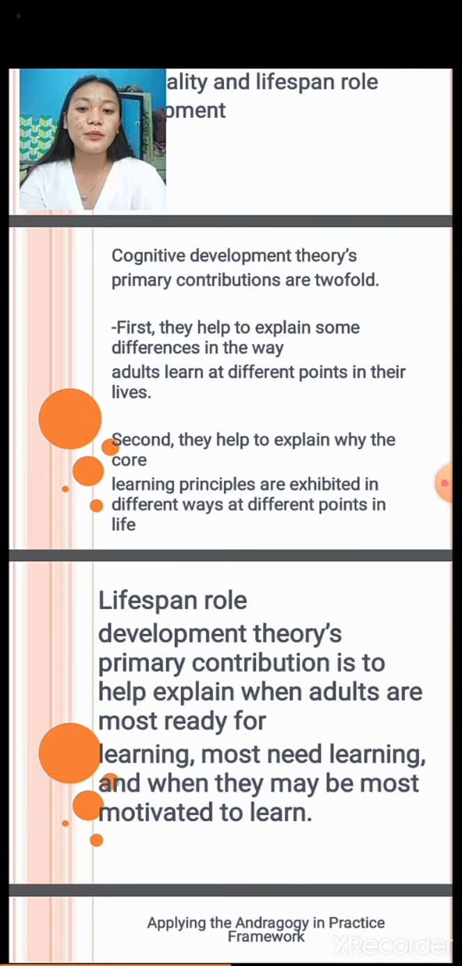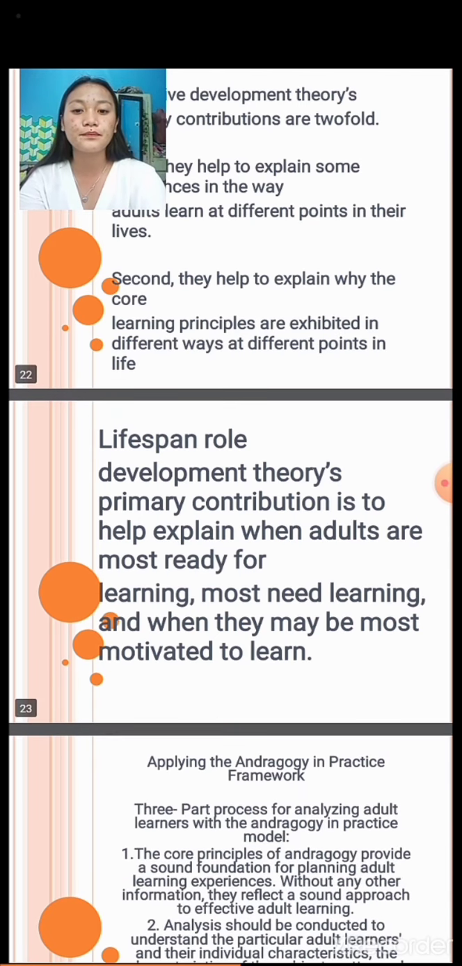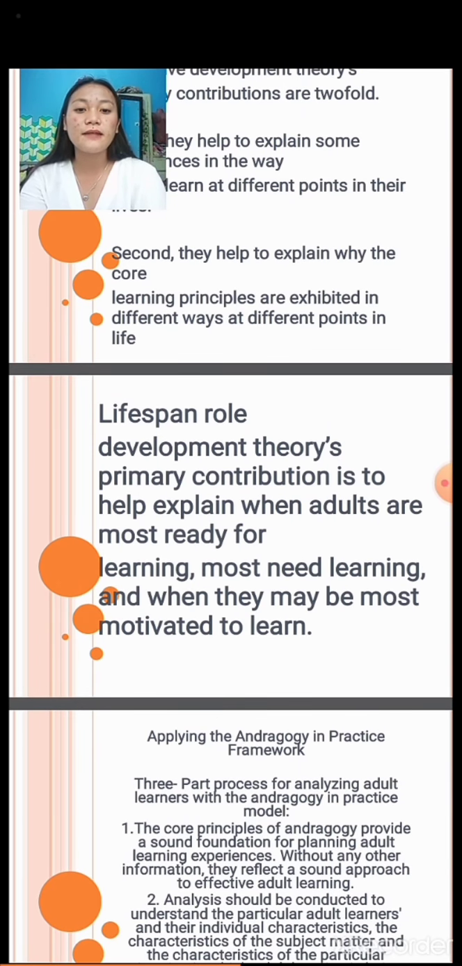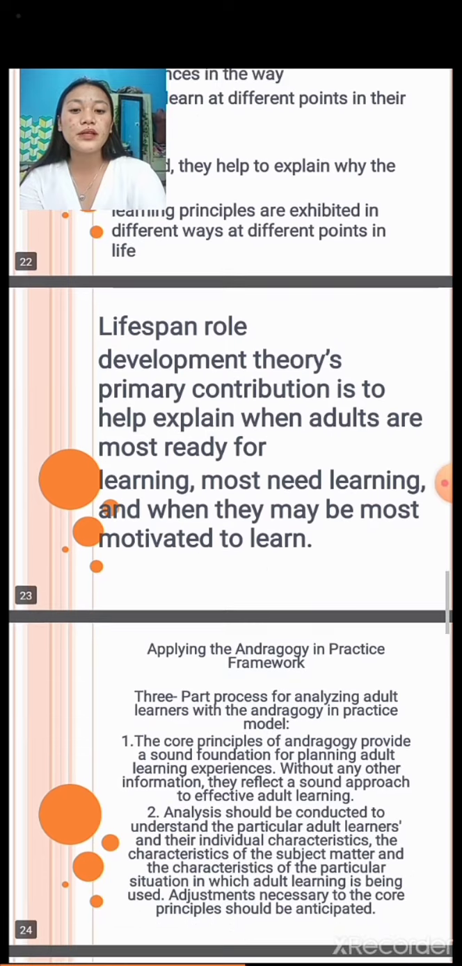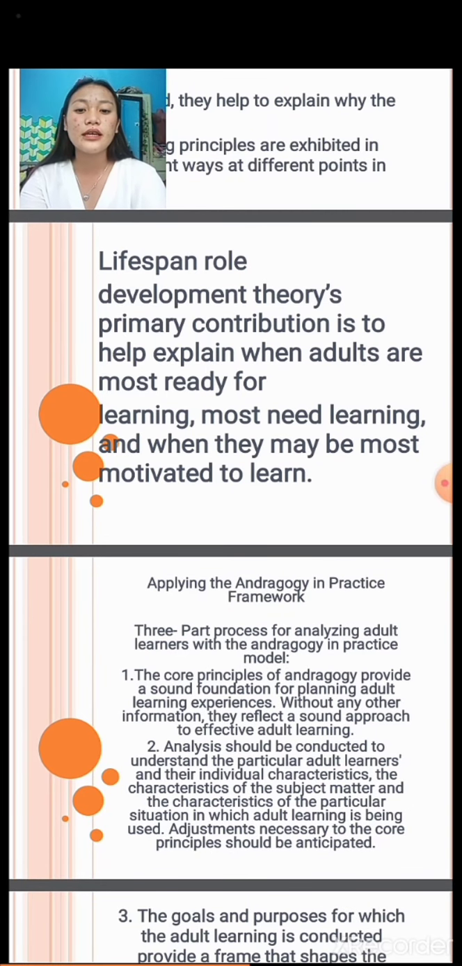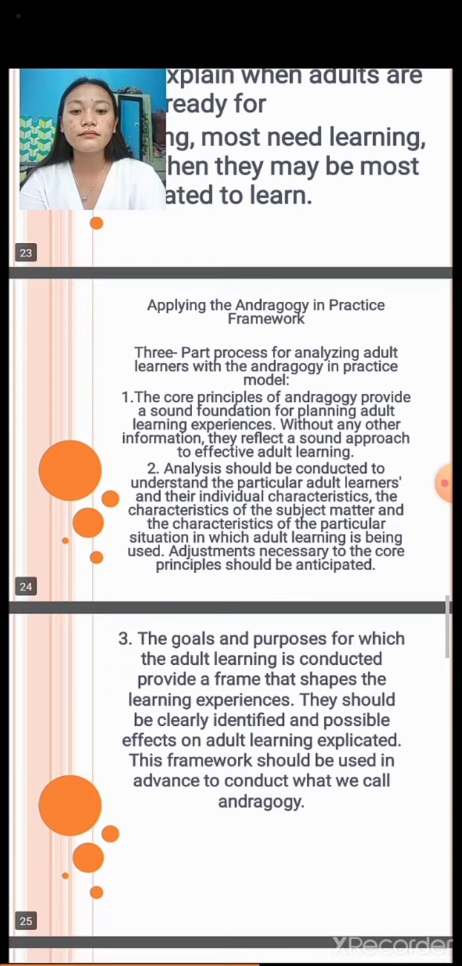Cognitive development theories' primary contribution is twofold. First, they help to explain some differences in the way adults learn at different points in their lives. Second, they help to explain why the core learning principles are exhibited in different ways at different points in life. Lifespan role development theories' primary contribution is to help explain when adults are most ready for learning, most need learning, and when they may be the most motivated to learn.